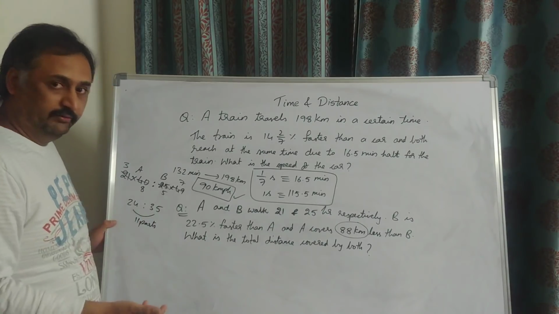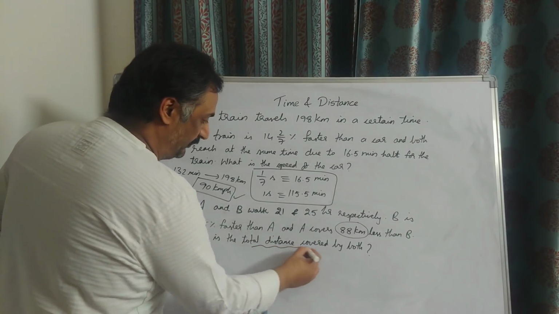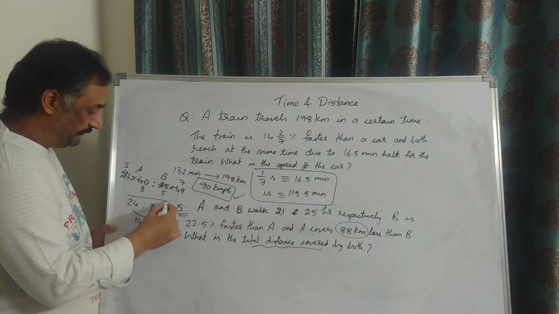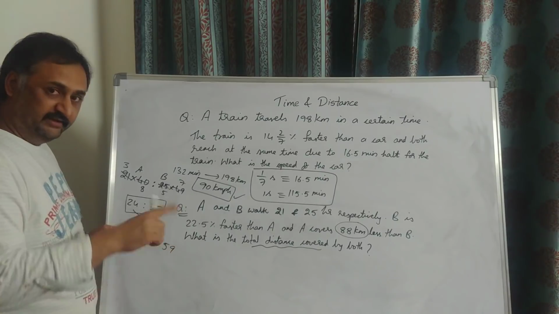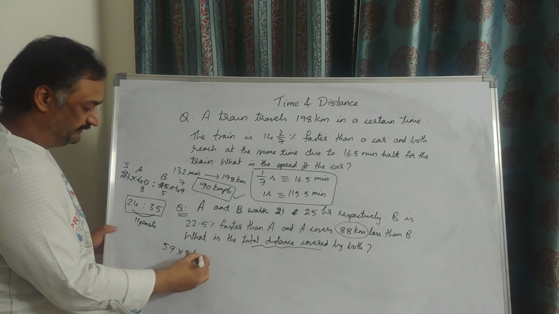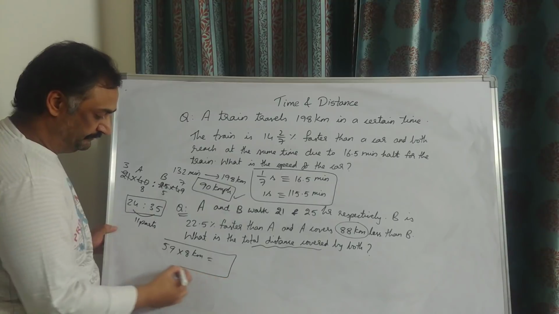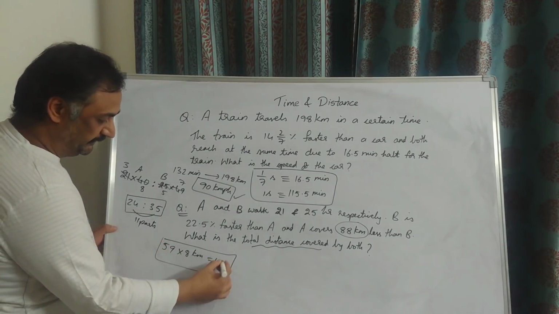So each part is equal to 8. If each part is equal to 8, he is asking the total distance covered by both of them. Then we have to find out the total number of parts here. Total number of parts are 59. Each part is 8 kilometers. So this is the total distance traveled by both of them. How much it comes? 472 kilometers.